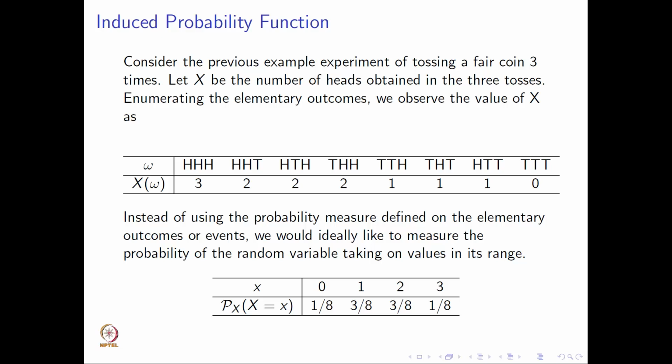The first row lists out the different values that the random variable x can take, and the second row lists out the corresponding probability values, assuming that the coin tossed is a fair coin. This table describes the notion of the induced probability function, which maps each possible value of the random variable to its associated probability value. For example, in the table, the probability of the random variable taking on the value of 1 is given as 3 by 8. Since there are 3 elementary outcomes in which only one head is observed, and each of these elementary outcomes has a probability of 1 by 8.